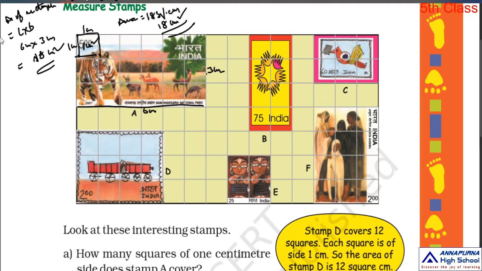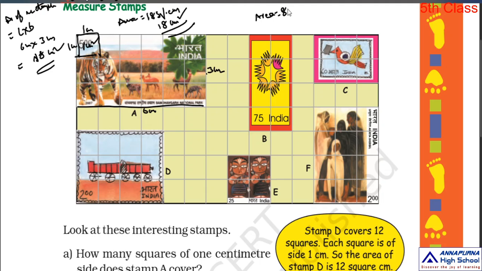Of course, by using the formula you can learn in the next chapters. Now, simply, the area of stamp A is 18 square centimeters. Now, what is the area of stamp B? If it is 1 square centimeter, how many such squares are there? 1, 2, 3, 4, 5, 6, 7, 8. So its area is 8.